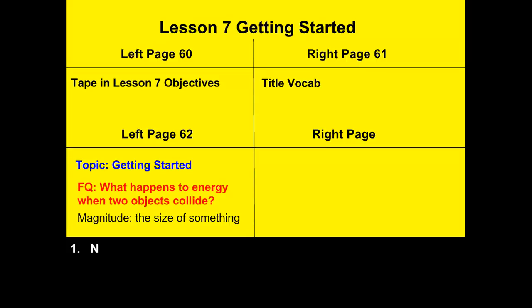The focus question for this lesson is, what happens to energy when two objects collide? And we're adding something new today. We're adding vocabulary. Magnitude is the size of something. So as you're working today, you want to include the word magnitude in your conversations and in your work.